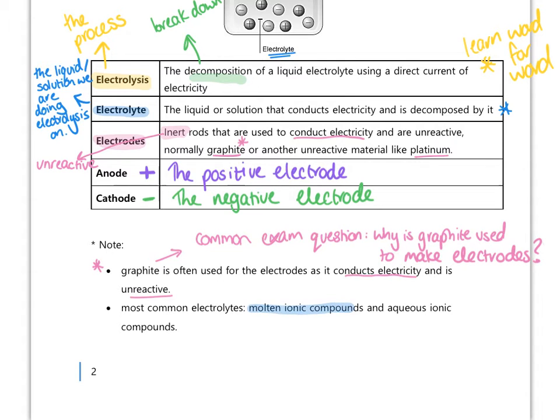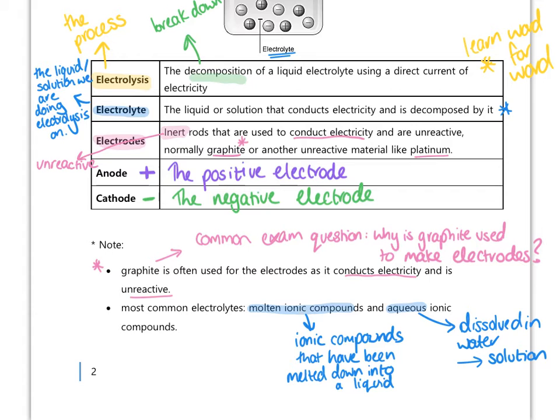That just means ionic compounds that we've melted down into a liquid. Or we can also use aqueous ionic compounds. And you might be able to already think about, why does it need to be either in liquid form or in solution? We're going to look at that in the next page, but have a think, why do you think these electrolytes need to either be in liquid form or in solution?